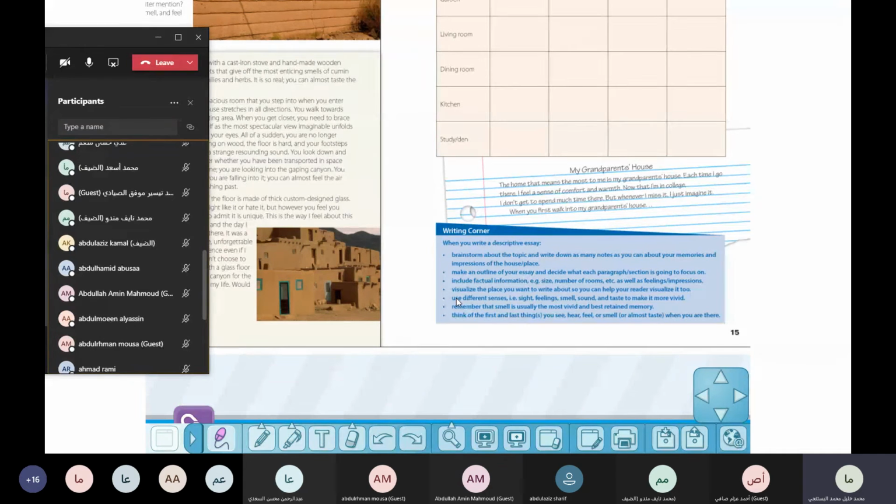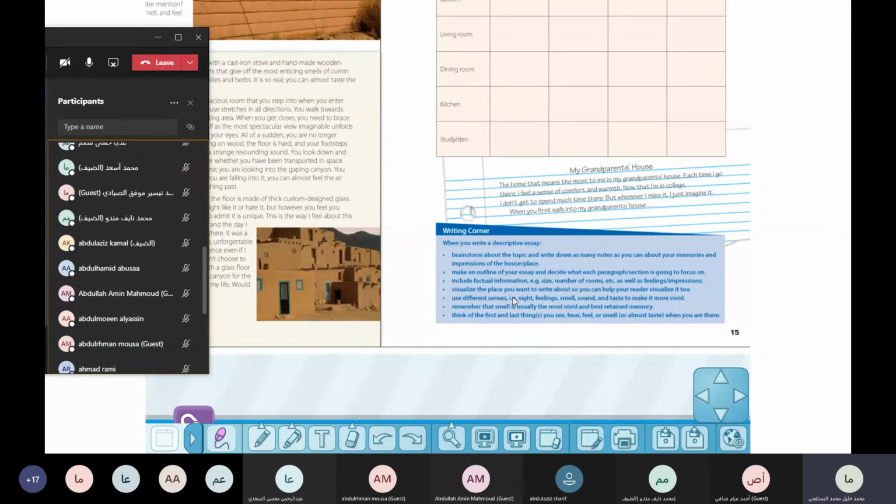Number 5, who can read number 5? Abdullah Amin. Yes, please read number 5. Use different senses, for example sight, feeling, smell, sound, and taste to make it more vivid. Good. You realize if you go back to the example of the home over the canyon, you realize that the writer used a lot of senses, like the feelings, smell, sound, taste, etc.